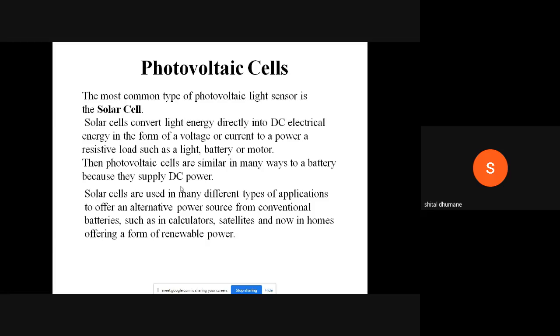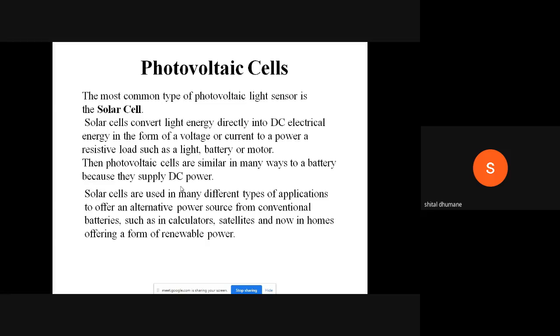Next, one more type: photovoltaic cells. The most common type of photovoltaic light sensor is the solar cell. You may have seen that solar cell. What it does is convert light energy directly into a DC electrical signal in the form of voltage or current. In general, solar cells means the solar panels that are coming nowadays. Solar cells convert your light energy, that is sunlight, directly into DC electrical energy in the form of voltage or current to a power resistive load such as a light, battery or motor. So you can charge your battery with the help of these solar cells.